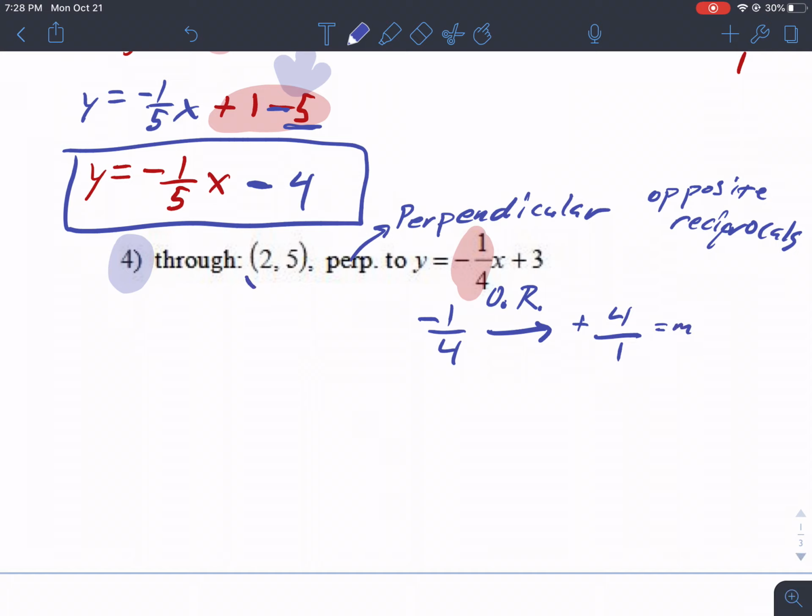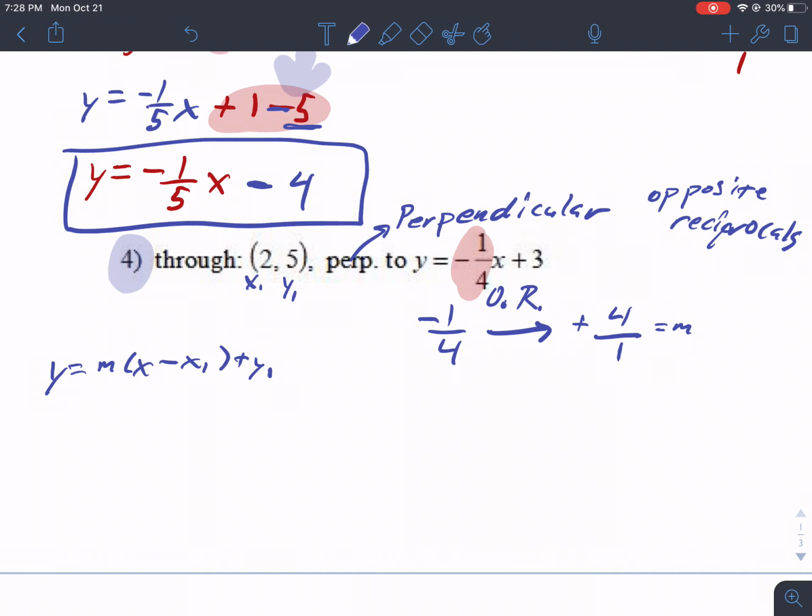Our x1 is going to be 2. Our y1 is going to be 5, because remember we read x comma y. That's how we read these. Do your equation again. Y equals m, x minus x1, plus y1.